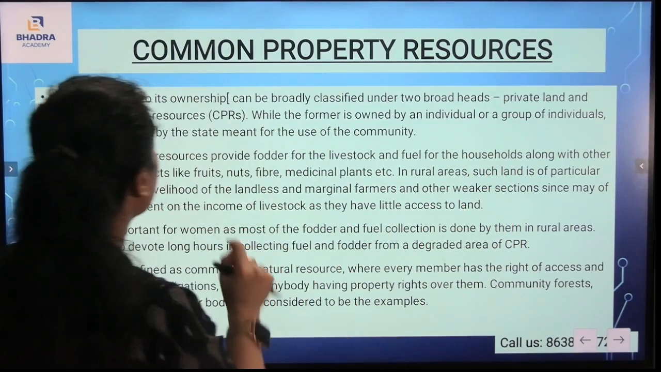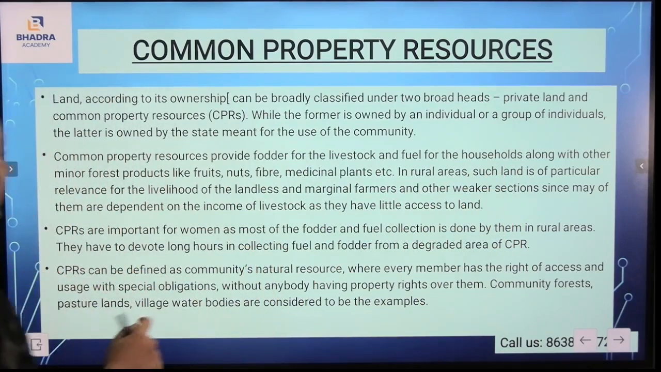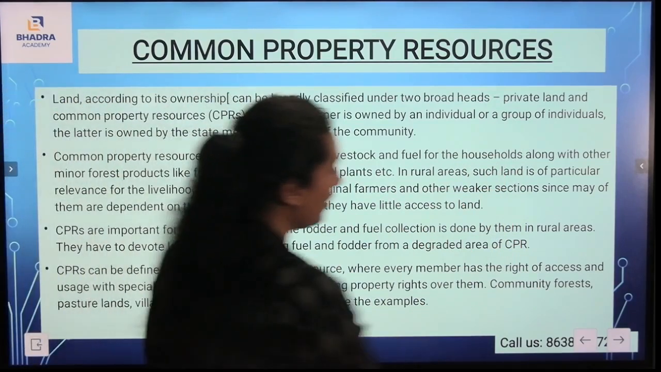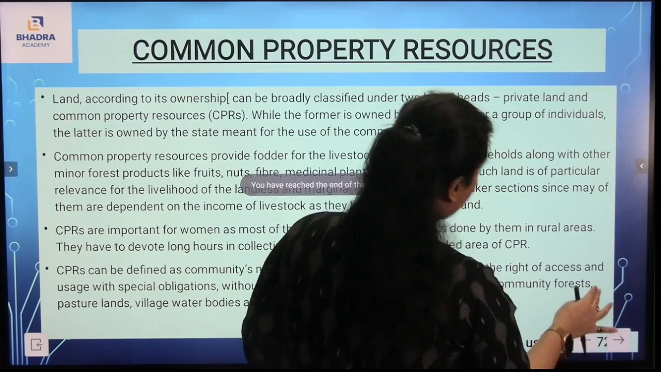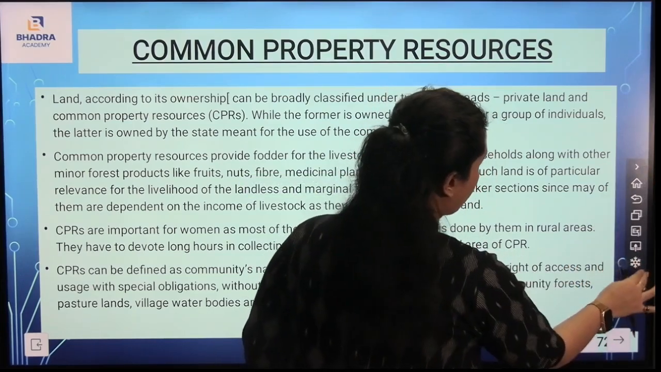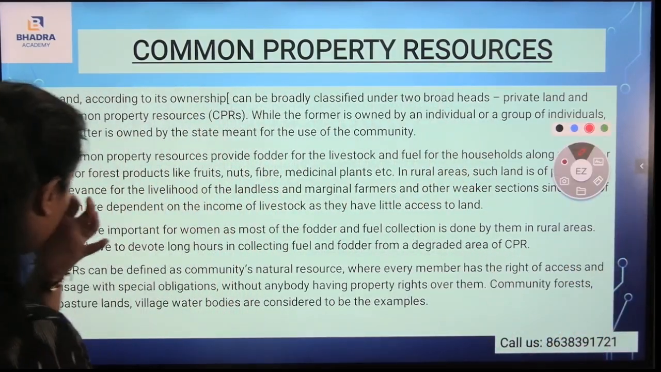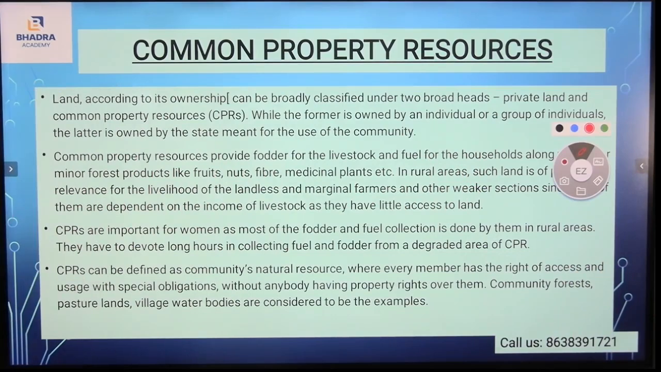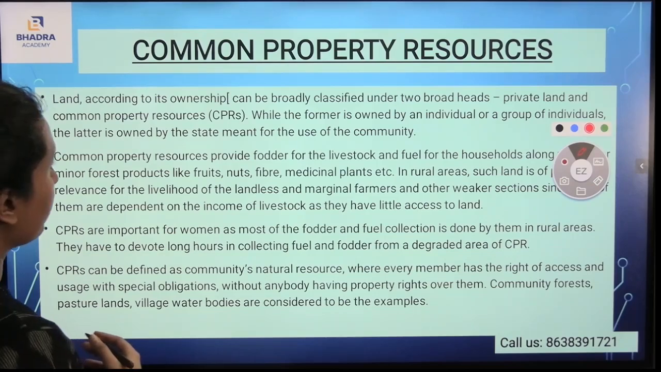Now we will be understanding about the common property resources. Very, very important. Now what do you understand regarding the common property resources? Here you see, land according to its ownership can be broadly classified under two broad heads: private land and common property resources. While the former is owned by an individual or a group of individuals, the latter is owned by the state for the use of the community.